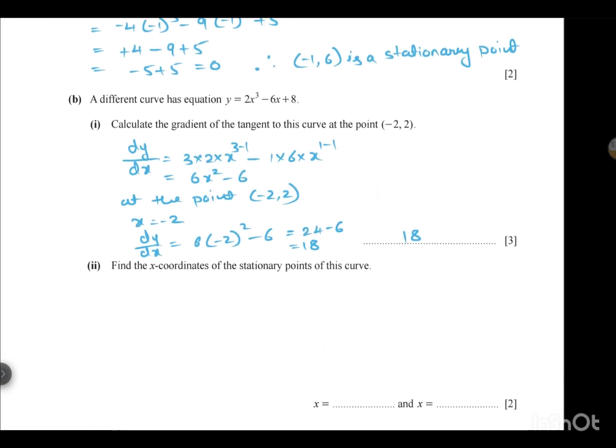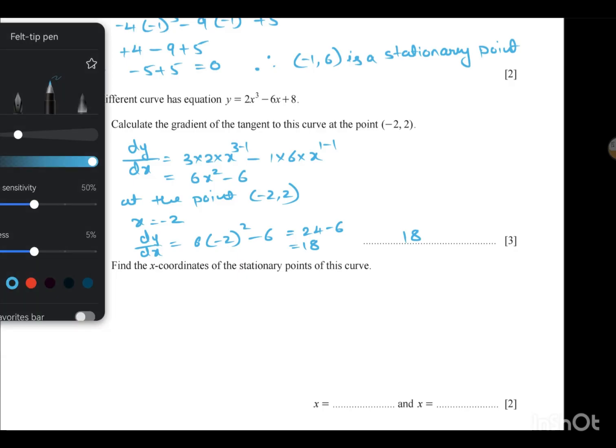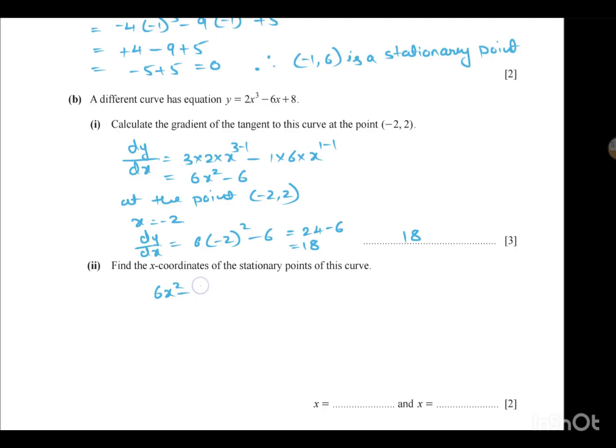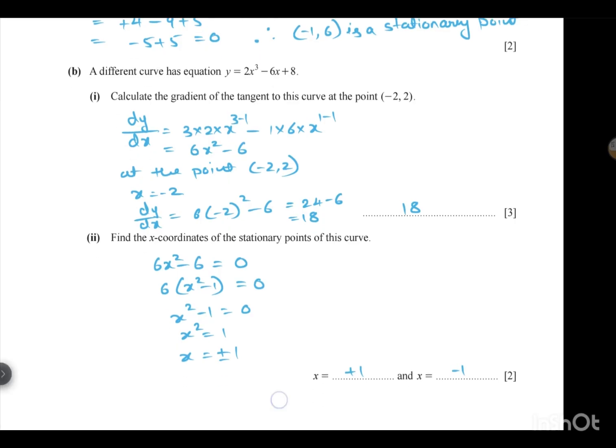2. Find the x coordinates of the stationary points of this curve. The stationary points will be where dy by dx is 0, so 6x square minus 6 is 0. x square minus 1 is 0, so x square is 1, so x will be plus or minus 1, since the square root of 1 is 1. So plus 1 and minus 1 are the x coordinates of the stationary points of this curve.